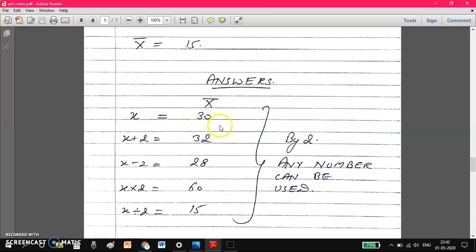So the mean of only X was 30, and the mean of X plus 2 was 32. Mean of X minus 2 is 28. Mean of X multiplied by 2 is 60. Mean of X divided by 2 is 15.